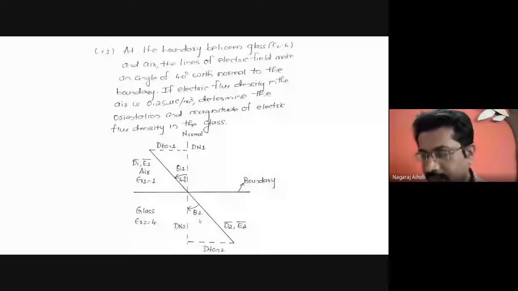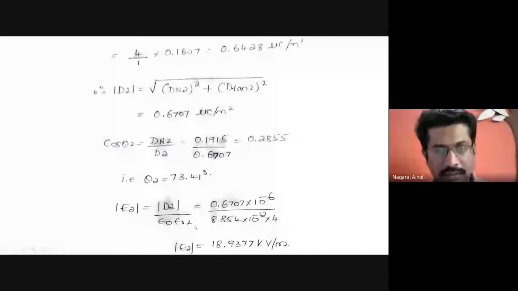Next, if we want, we can find electric field intensity also. What they have asked in the question is only electric flux density, but if they ask to find electric field intensity, that also can be found out, because we know the relation between D and E. D is equal to epsilon times E. D is equal to epsilon naught into epsilon R into E. As per that equation, E2 will be D2 by epsilon naught into epsilon R2.